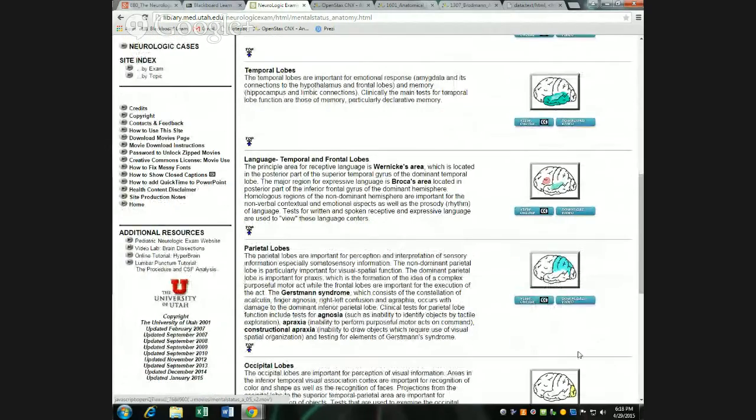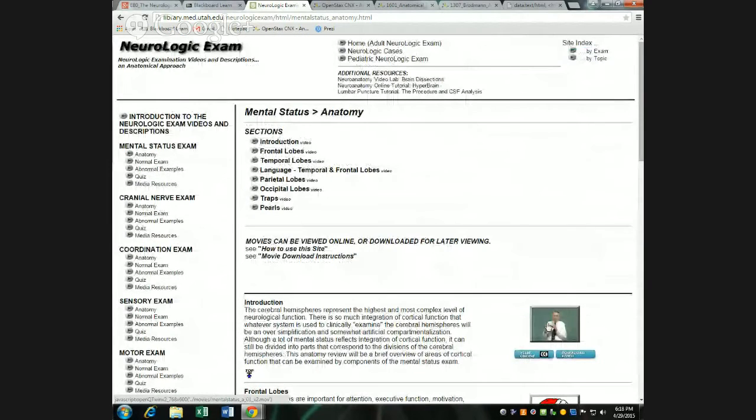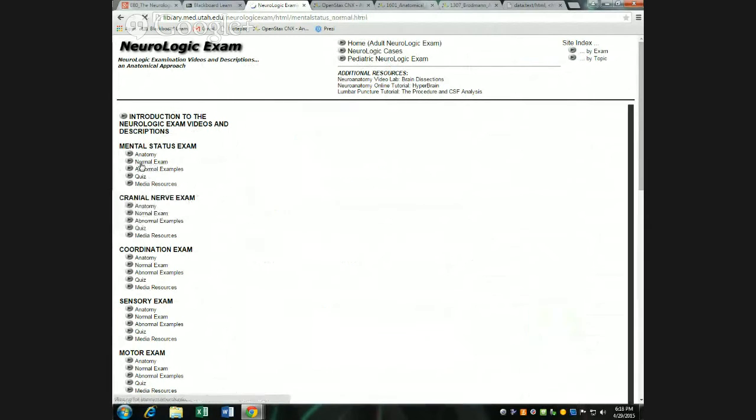And then there's the parietal and occipital lobes, and then traps and pearls. You're welcome to look at any of these things to get more information. I'm not going to go into them right here, but I want to talk a little bit more about what's going on. In the next part of this exam section, it has the normal exam.